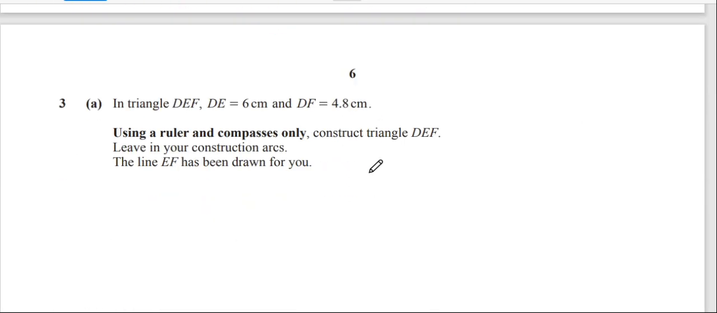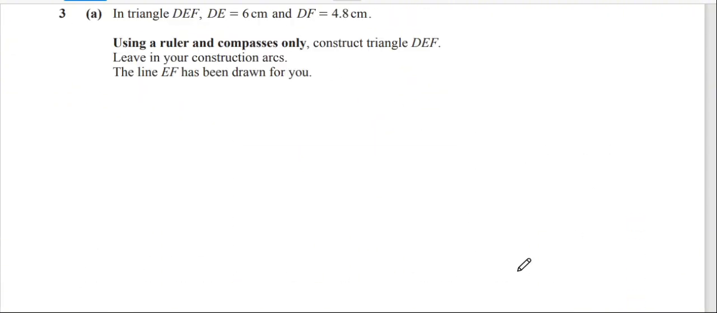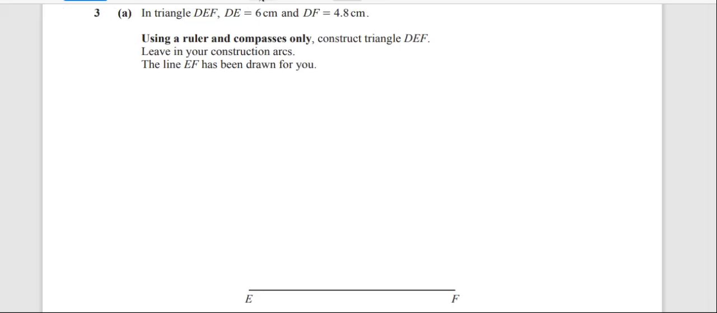So they say a triangle DEF, DE is 6 cm and DF is 4.8 cm. Use a ruler and a compass only. Construct triangle DEF. Leave in your construction arcs. The line EF has been drawn for you. Okay, so we have line EF. So all we need to do now is to construct DE and DF.